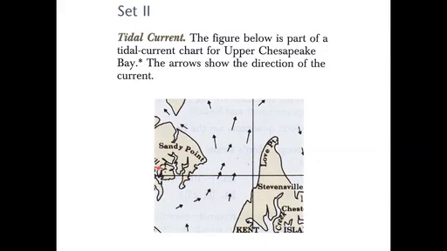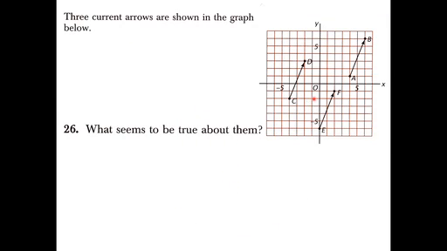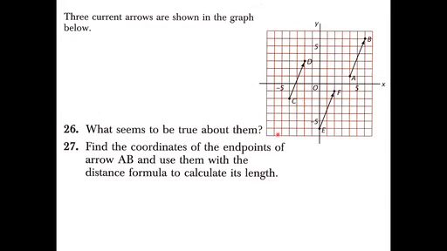Geometry is involved even in navigation and geography and currents. Here we've got currents going through between, where is that? Chesapeake Bay, it says, Chesapeake Bay. Directions of the currents. And here they've transferred them into a coordinate graph. Same one we used in the lesson today. And the first question, what seems to be true about those currents on that graph? And then some questions. Find coordinates and calculate their length. There are 3 of them here, so there's a few points here. You need to use the distance formula on all 3 of these.